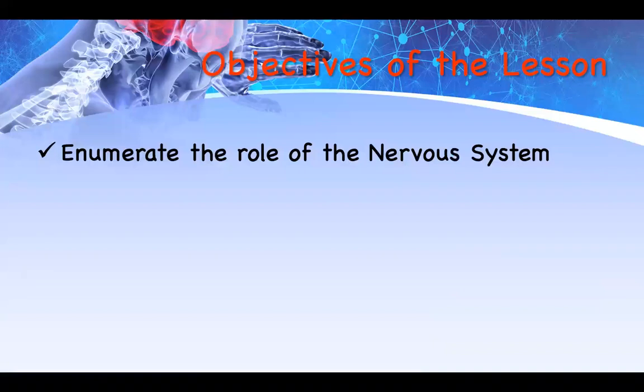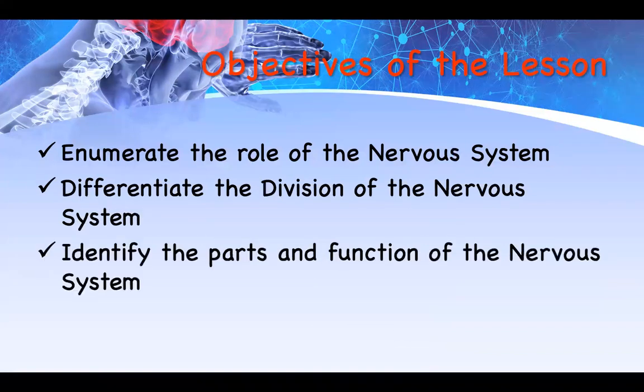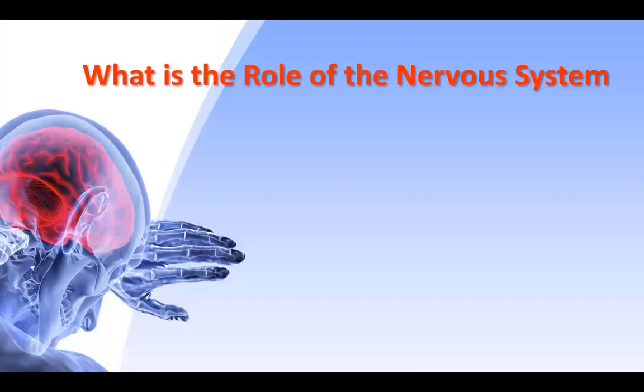To enumerate the role of the nervous system, to differentiate the divisions of the nervous system, to identify the parts and functions of the nervous system, and to discuss how these senses work. Let's start. What is the role of the nervous system?